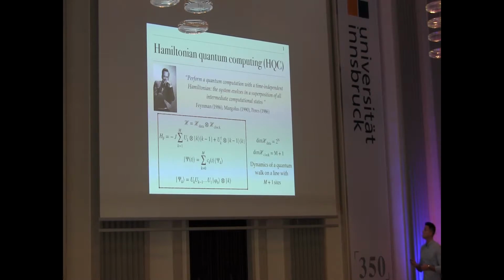Okay, so it is also easy to show that the dynamics maps unitarily to quantum walk on a line with m+1 sites, and so it is actually independent of the gates, of the unitaries that you're applying. Okay, so you can see that, however, the main problem with this kind of Hamiltonian is the presence of a clock system that is m+1 dimensional.